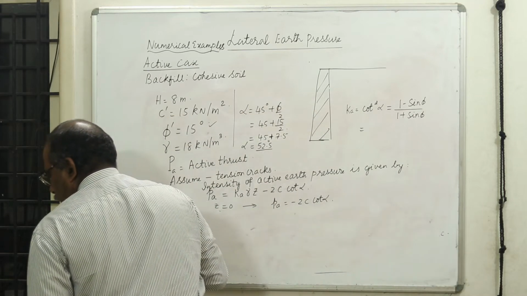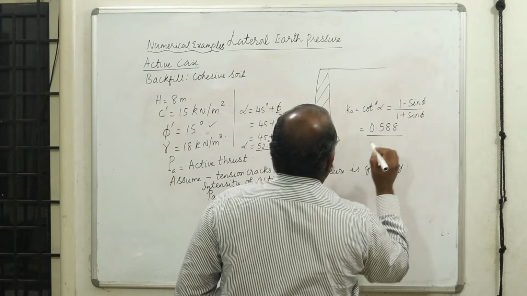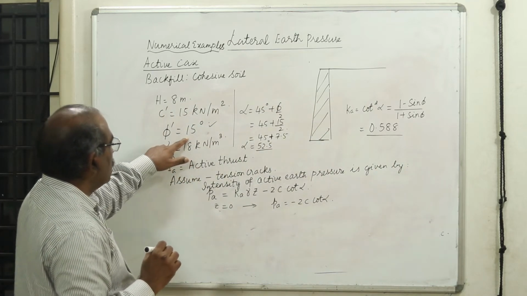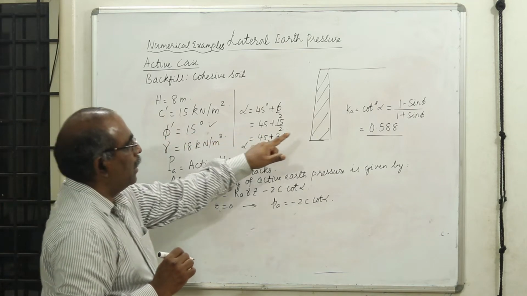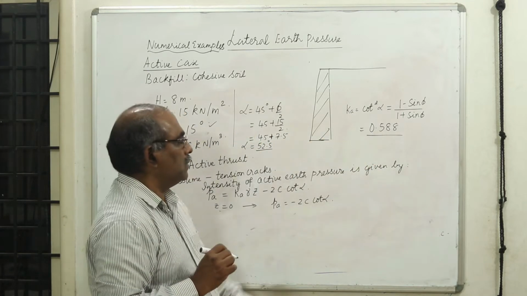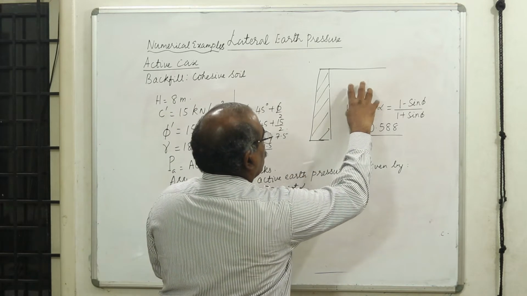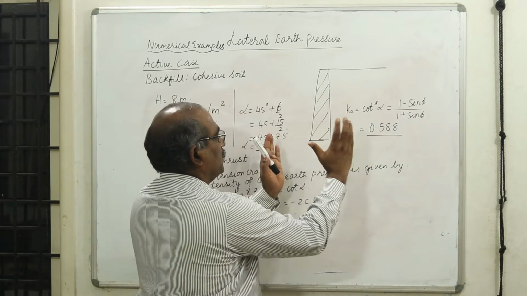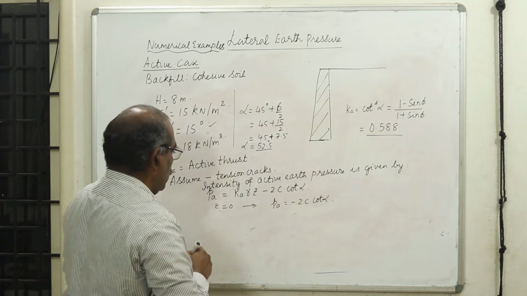The value of K is 0.588. Now see, students, in one of the numerical examples we had done, when phi is 30 degrees, it was 0.33. And when phi has decreased, K is increasing. What is the significance? When the soil becomes loose, when it has less phi, it indicates that it is loose, it is thrusting upon the retaining wall, therefore the coefficient is more, therefore more pressure is going to come.